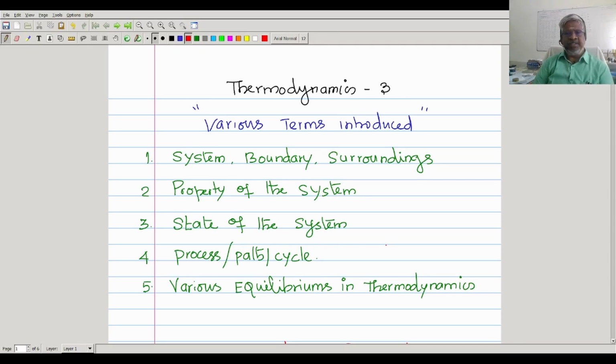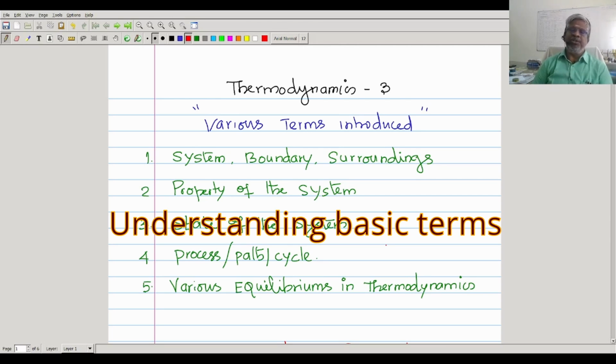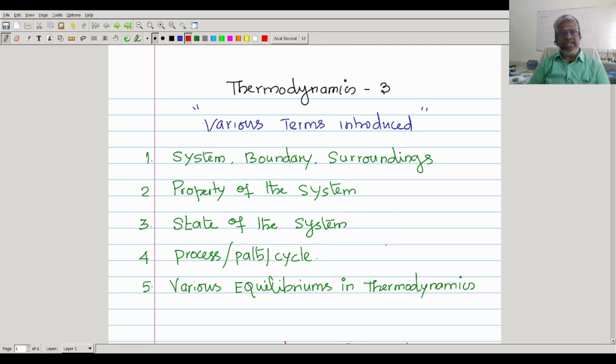In the previous video, that is in my second video, I mentioned that the various terms are going to be introduced for understanding thermodynamics. These are all the various terms that we have to understand without any ambiguity to understand thermodynamics completely, because understanding thermodynamics largely depends on understanding these fundamental terms. Without these terms, we cannot study thermodynamics.